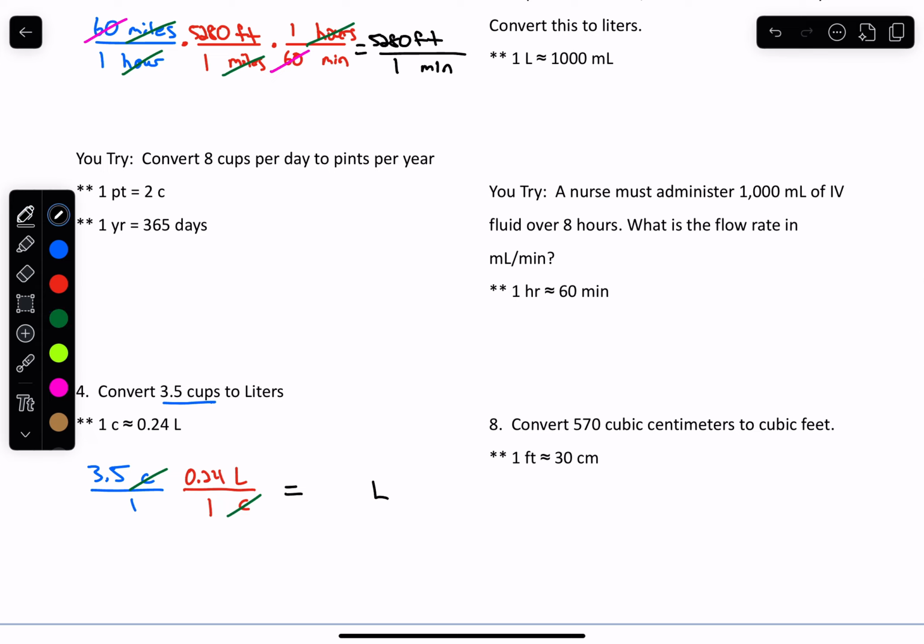So 3.5 cups is equivalent to 0.84 liters, but one stipulation here, I cannot actually use this equal sign because we had an approximation for this unit conversion here. So I just need to make sure that I change my equal sign to an approximation symbol because we did not have an exact conversion here. This is an approximate conversion that we're doing. So 3.5 cups is approximately 0.84 liters.